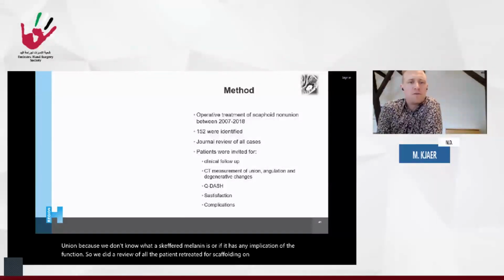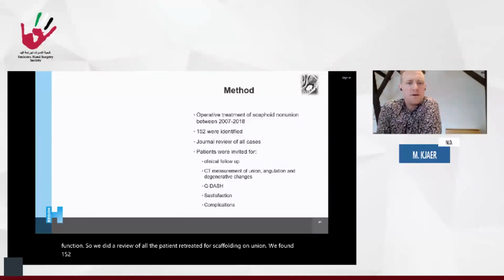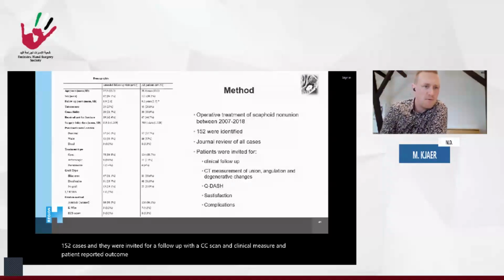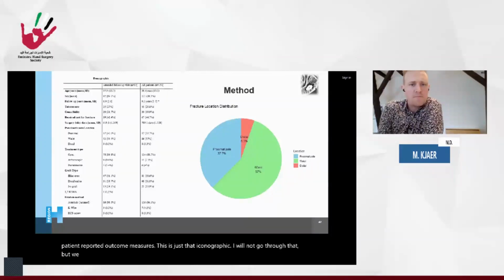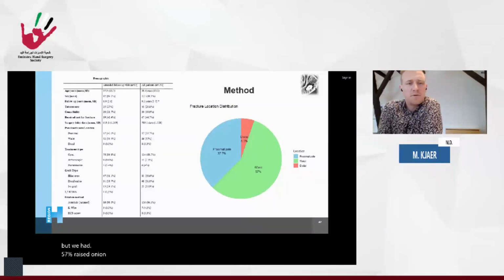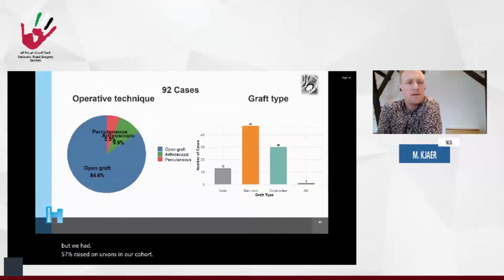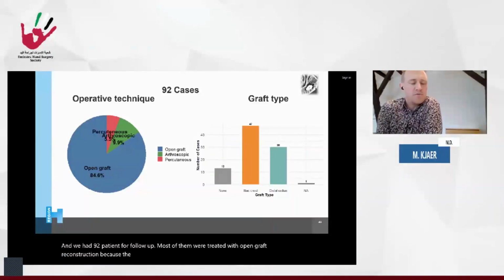We found 152 cases, and they were invited for a follow-up with a CT scan, clinical measures and patient-reported outcome measures. This is just the demographics. I will not go through that, but we had 57% women in our cohort, and we had 92 patients for follow-up. Most of them were treated with open graft reconstruction because the arthroscopic procedure was first introduced in 2017, and most of the cases were before that, and they typically had an iliac crest graft.